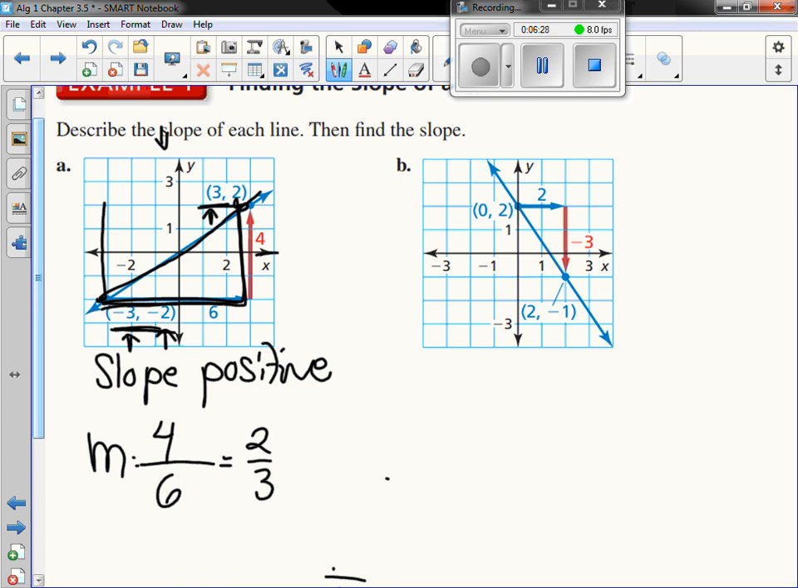Any questions on the first example problem? Any questions on this here? Let's look at the next one.